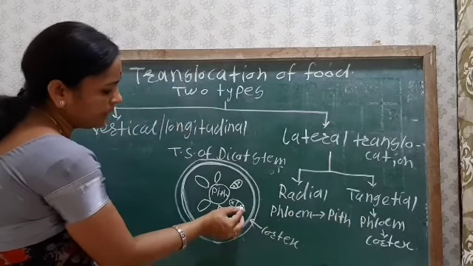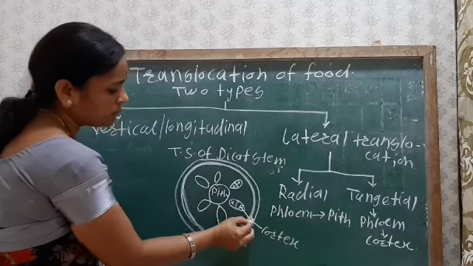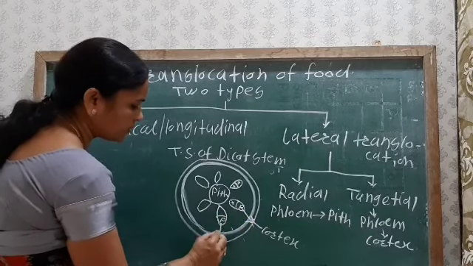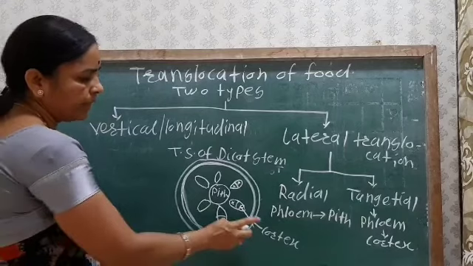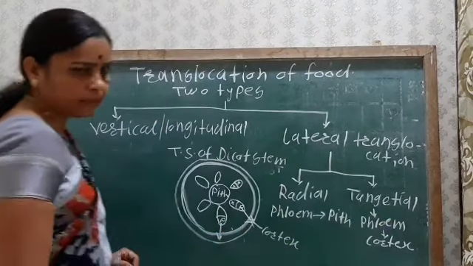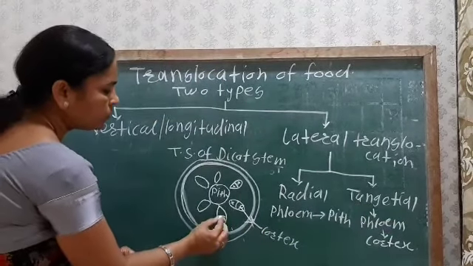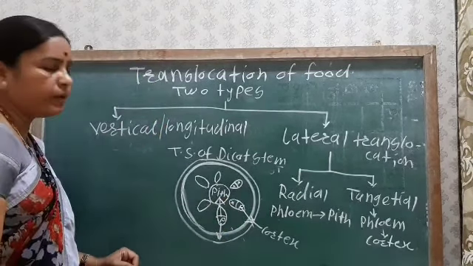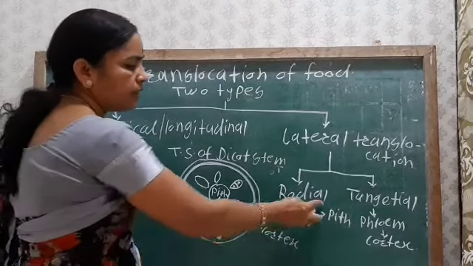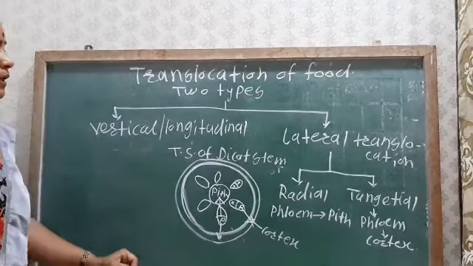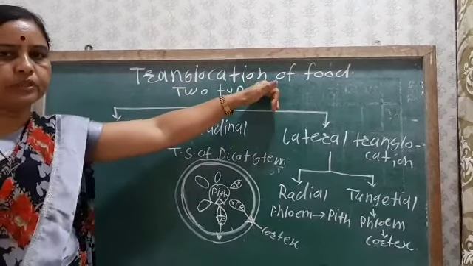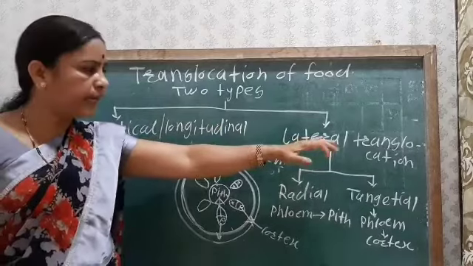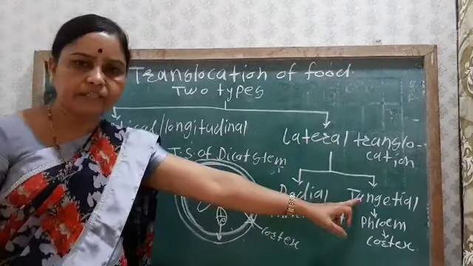So if the movement takes place from phloem to the cortex, see, here is the phloem to the cortex, like this. This movement is known as the tangential movement. And if the food material is transported from phloem to the pith, it is known as the radial. So the translocation of the food mainly takes place as vertical and lateral. In lateral there are two types, radial and tangential.